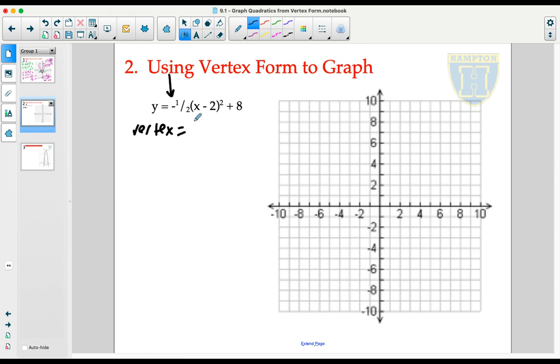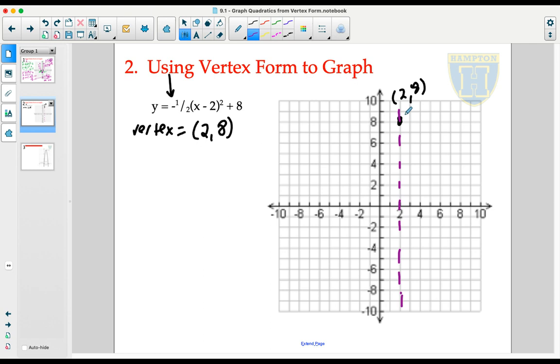Well, the 2 indicates that we're going to move 2 units to the right because of the minus sign. The 8 indicates that we're going to move 8 units up. So we should expect our vertex to be at the point (2, 8), right here. We also know, because the axis of symmetry will always go through the vertex, that I can draw my axis of symmetry on the vertical line x equals 2.